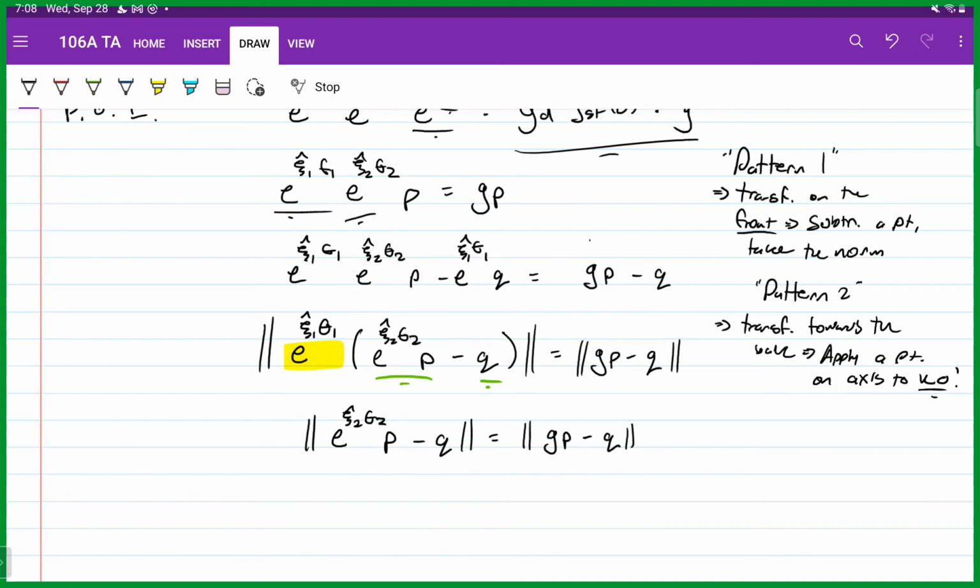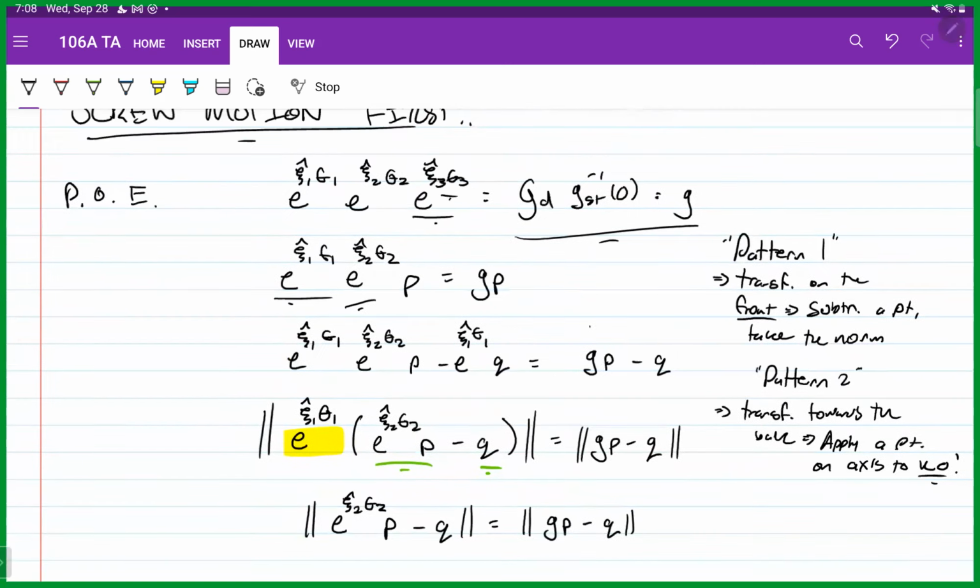Norms on both sides, so 8 is not equal to 2. Yeah, that's a good counterexample right there. It's just because we're taking this norm that we were able to drop the e to the Xi1 theta 1 and e to the Xi2 theta 2. And then we're just left over with this instead.